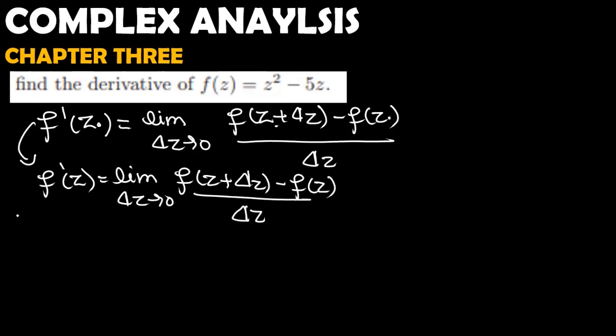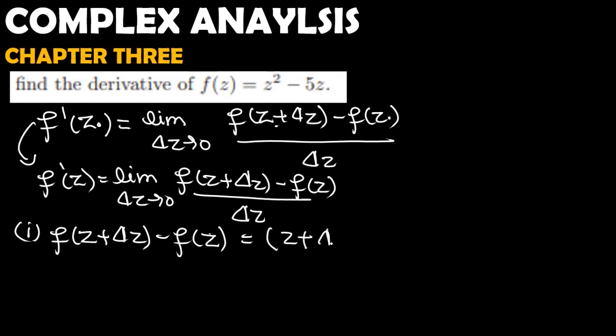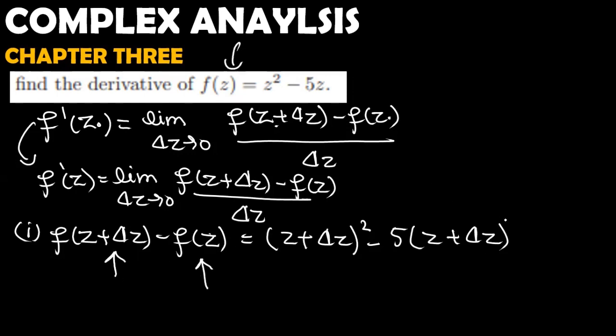So now we are going to find f of z plus delta z minus f of z. We'll plug in the values here. In place of z, we write z plus delta z whole square minus 5 times z plus delta z. In place of f of z, we write minus z square, and minus and minus become plus 5z. I hope you understand this step.